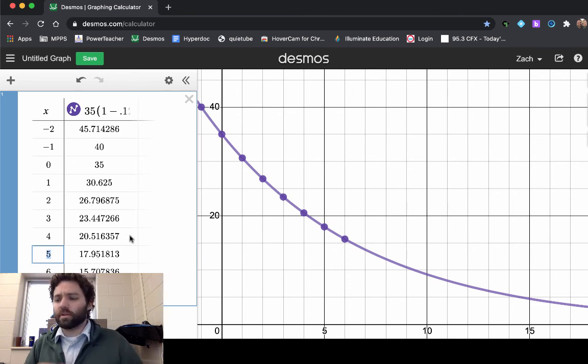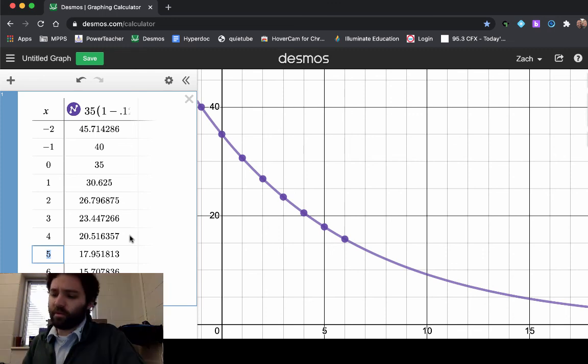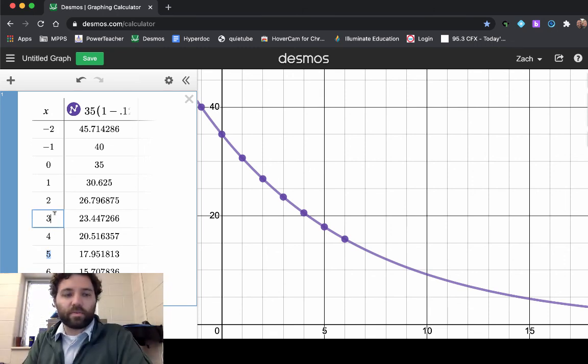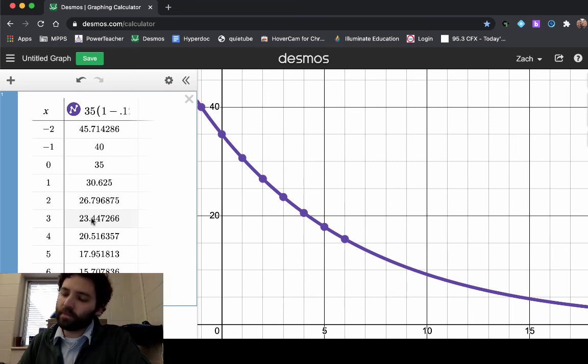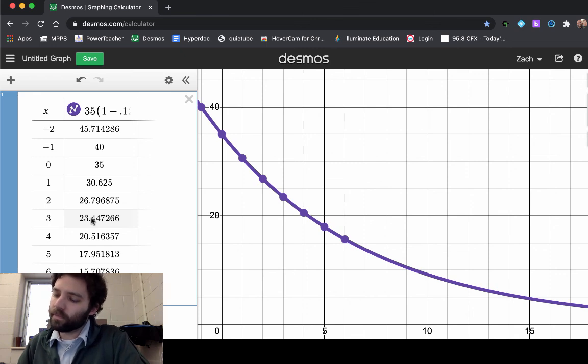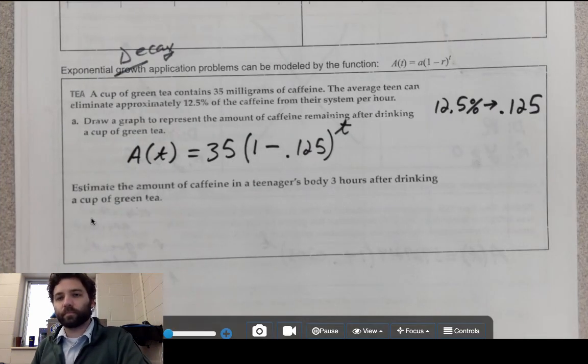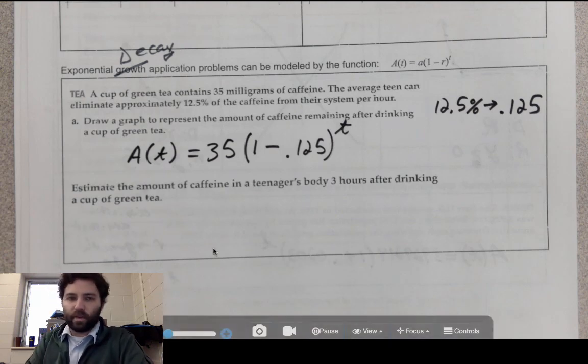So, in the textbook problem, you would sketch this graph, but we're not going to right here. Next question is, estimate the amount of caffeine in a teenager's body 3 hours after drinking a cup of green tea. So 3 hours is right here. So there's our data point. It's going to be about 23.4 milligrams of caffeine. All right. Oh, my camera froze up here. It doesn't really matter. So all I wrote there was 23.4 milligrams of caffeine.